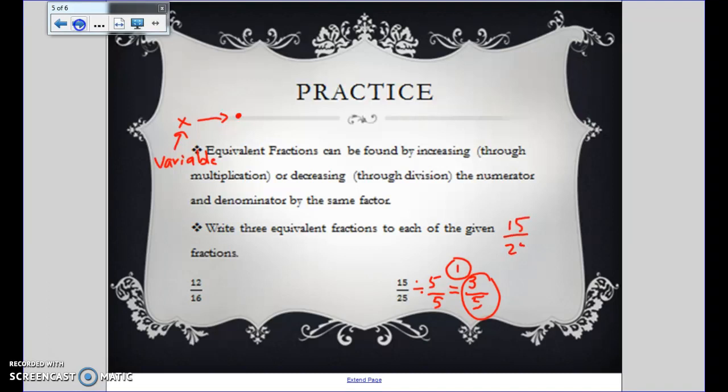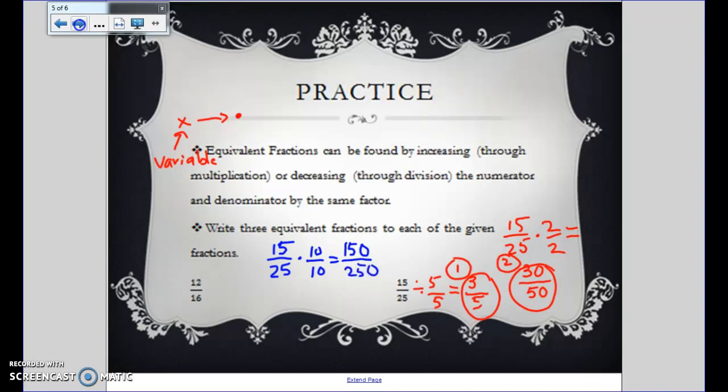15/25. Let's see here. What else could I do? I could multiply. And I like to multiply by smaller numbers. I could multiply both the top and bottom by 10. That would be a good number to multiply by. Those are easy to calculate. But I chose 2 this time. So if I multiply by 2 on the top, I have 30, and on the bottom, I have 50. That would be an equivalent fraction. There's the second one. And again, another equivalent fraction: 15/25. If I would like another one, I could multiply by 10 on the top and bottom. That would be one that's easy to calculate. 150 over 250. That would be equivalent.